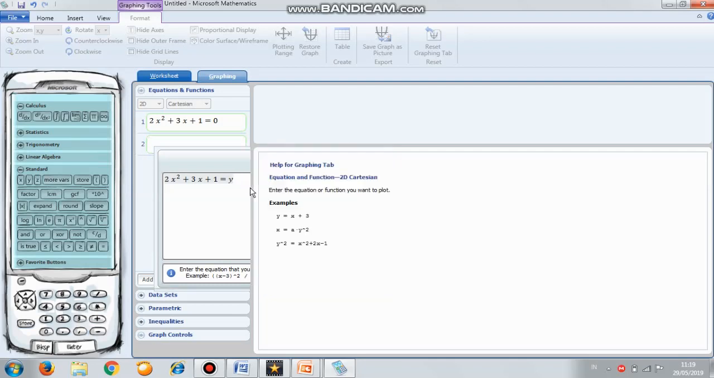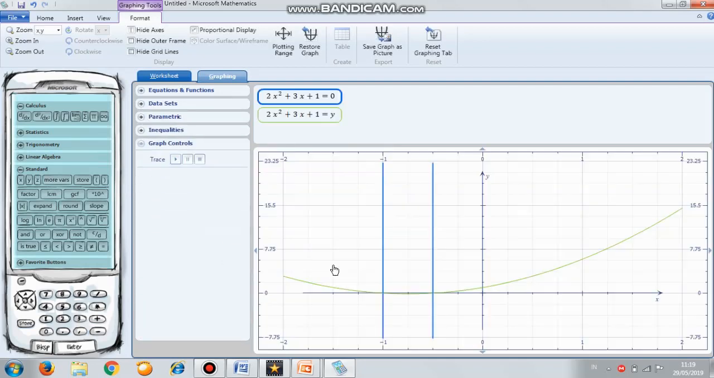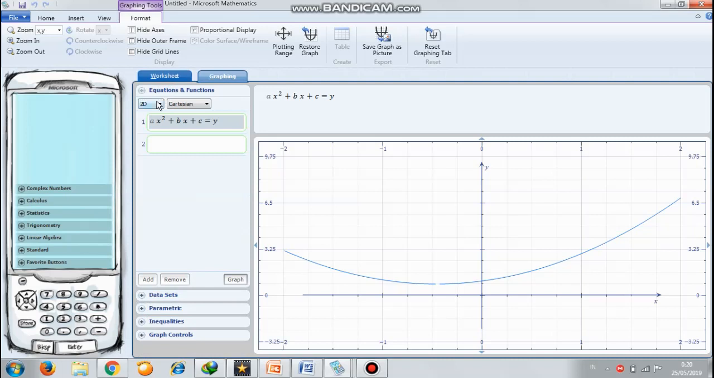Then we graph. So this is the graph of the 2 quadratic equations. So the blue line is for the first equation, and we can trace to know each value of x and y of each quadratic equation. Then we can graph the 3D of the quadratic equation. It will be displayed like this.